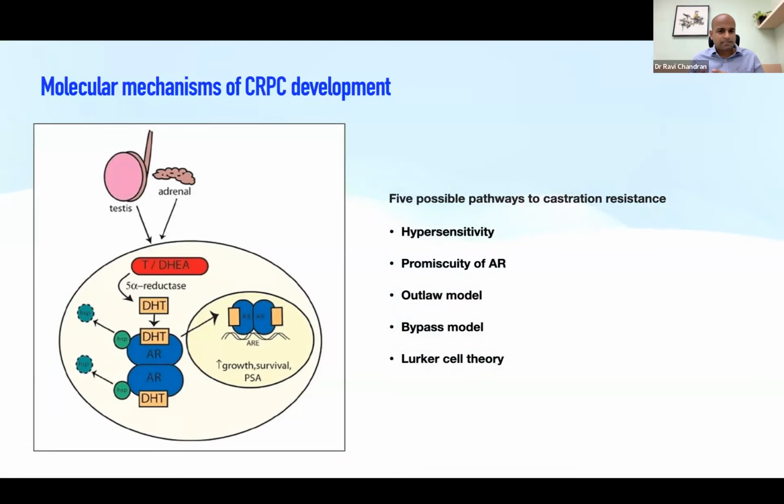And next is the bypass model. Here somehow the androgen receptor bypasses the natural pathway of having to bind with dihydrotestosterone. Probably there will be more intracrine biosynthesis of testosterone, leading to triggering of androgen receptors and hence transcription activity. And last is the lurker cell theory, where they propose that there is a small element of epidermal stem cells within the prostate, which gets kicked in when the androgen levels go down. So these are the 5 possible pathways wherein castration resistance can kick in, leading to development of CRPC status.